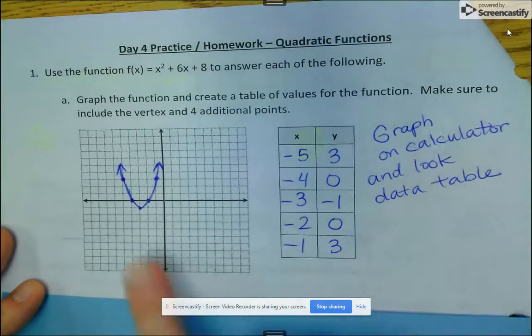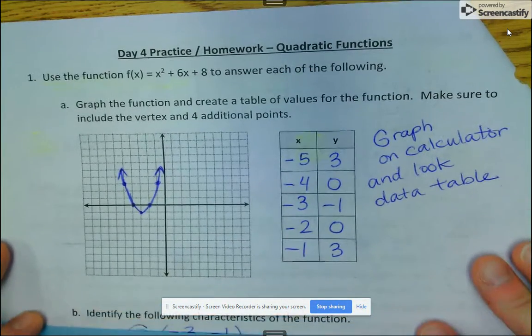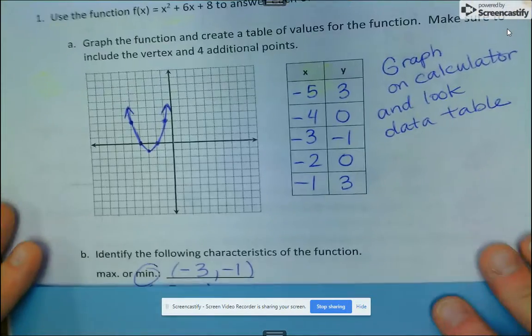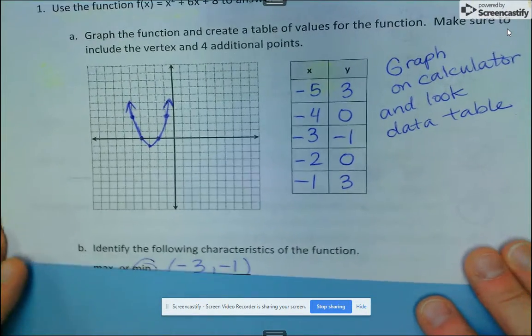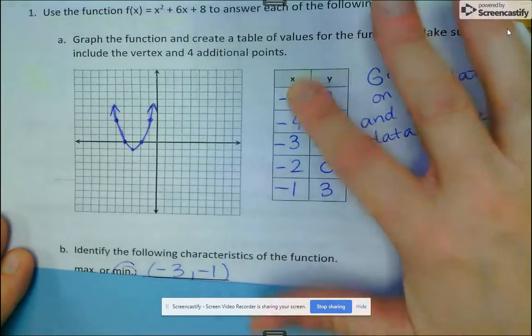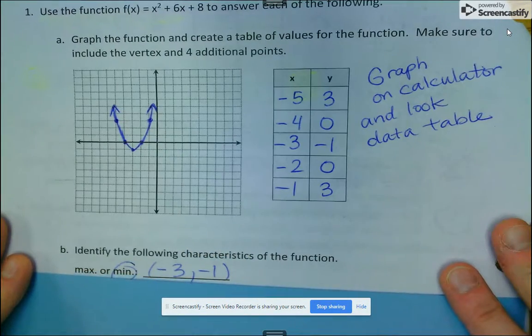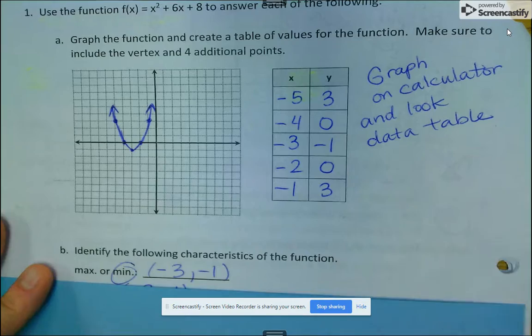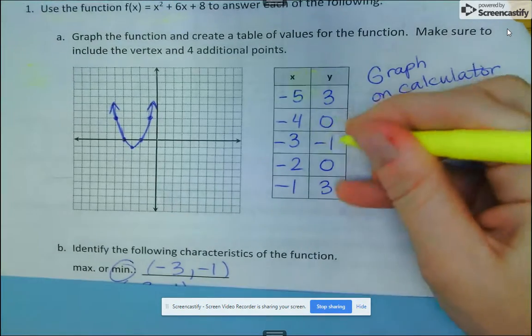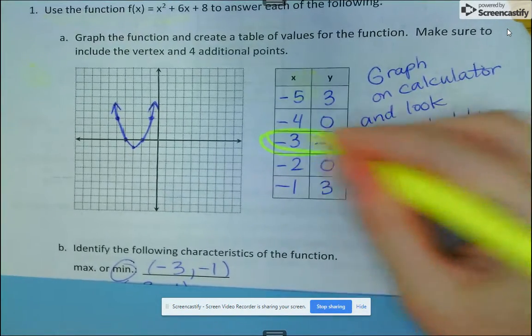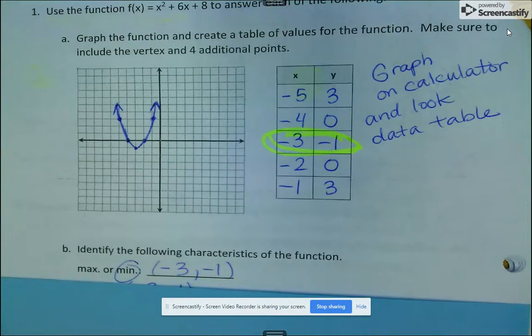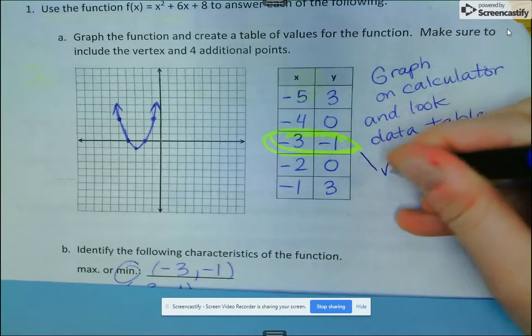So I graphed these 5 points, and it says identify the following characteristics of the function. So after I graph the points in the calculator and I graph them on my graph, I can identify the following characteristics. So this right here, that's my vertex, because that's where things change direction.